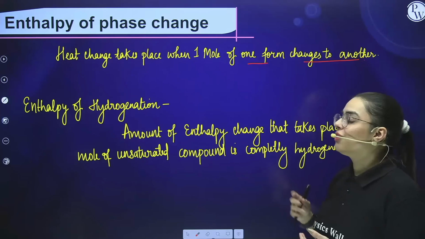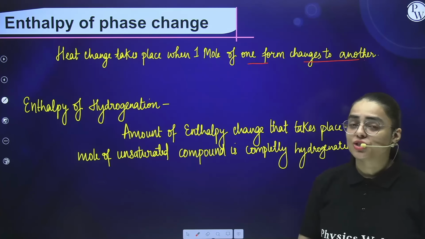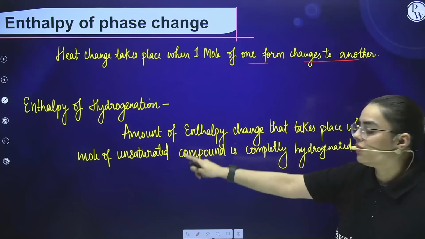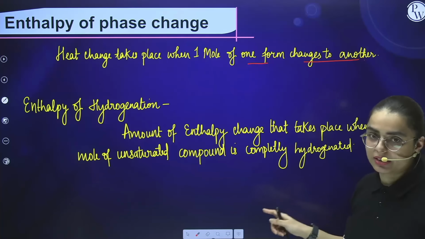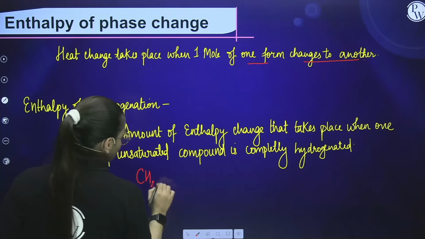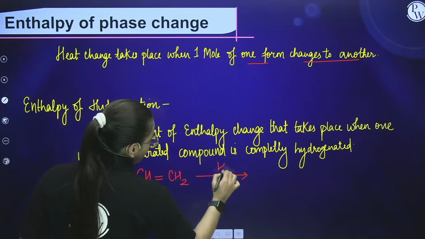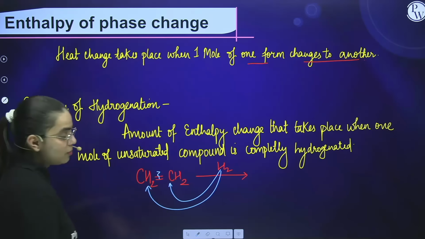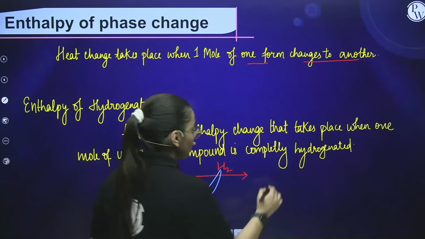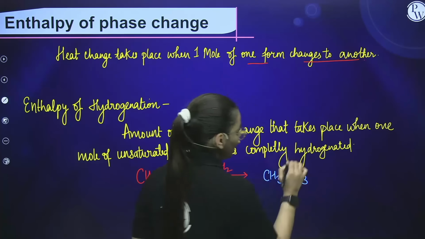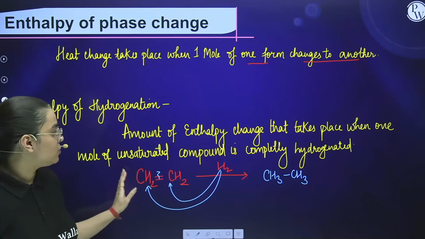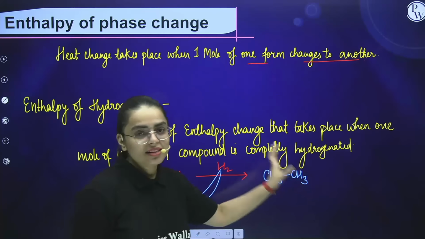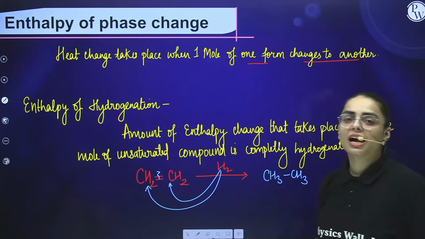Now comes enthalpy of hydrogenation. What do you mean by hydrogenation? It is addition of H2, right? So see here, it is the amount of enthalpy change that takes place when 1 mole of an unsaturated compound is completely hydrogenated. Let us see one case. If I talk about CH2 double bond CH2, now it is being hydrogenated. What will happen in the case of hydrogenation? One H2 will attack on this carbon, another on this carbon, breaking this double bond. And while breaking this double bond, it will convert into an alkane molecule, which is ethane, right? So here you have seen the amount of enthalpy change to convert the unsaturated compound into the saturated one. This is basically the enthalpy of hydrogenation.